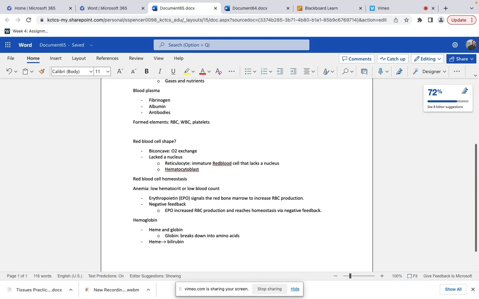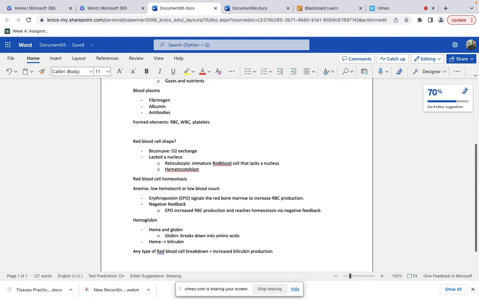So, I would say this as a general rule of thumb: any type of red blood cell breakdown equals increased bilirubin production. Okay. Cool. What else can we go over?